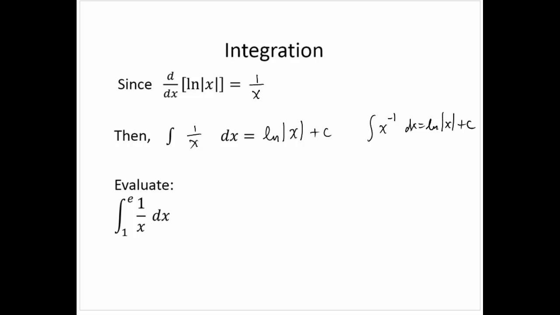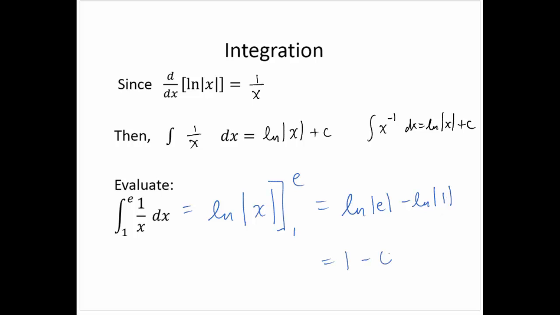As an example, evaluate the integral from 1 to e of 1 over x dx. Well, this would be the natural log of absolute x from 1 to e. And so then this would be the natural log of the absolute value of e minus the natural log of the absolute value of 1. Now, since both e and 1 are positive, we don't really need those absolutes, but I'm putting them there just as a reminder. The natural log of e is 1, the natural log of 1 is 0, and so that's exactly 1.